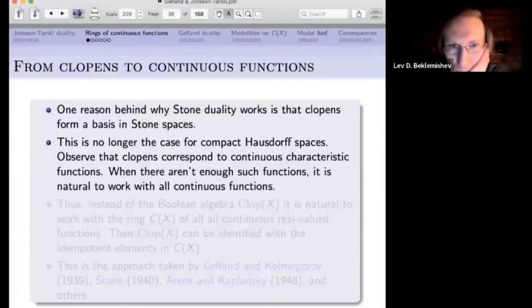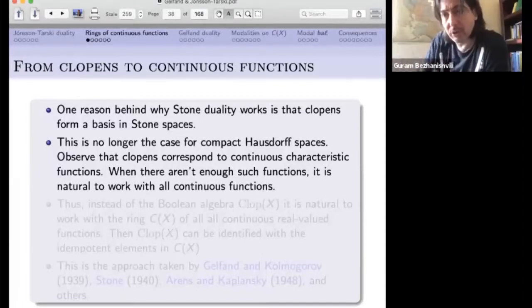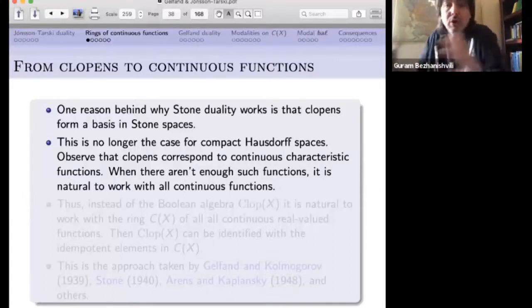Here's one way to think about it. You can replace any set with the characteristic function of the set. In general this characteristic function won't be continuous. In fact, it is continuous if and only if your set is clopen. And so you can replace clopens by continuous characteristic functions. So you can think of Stone spaces as special spaces in the sense that you have enough continuous characteristic functions. Now you don't have enough continuous characteristic functions. So what to do? Well, you work with all continuous functions. It's very natural to do that.